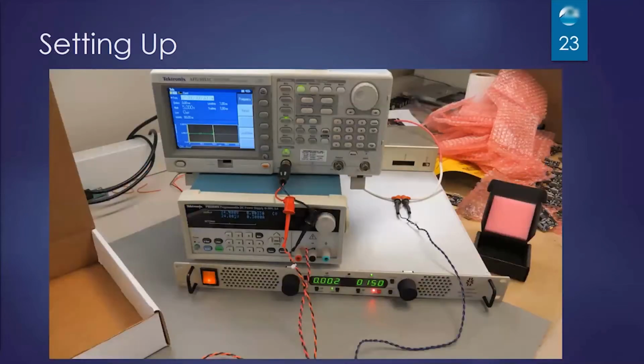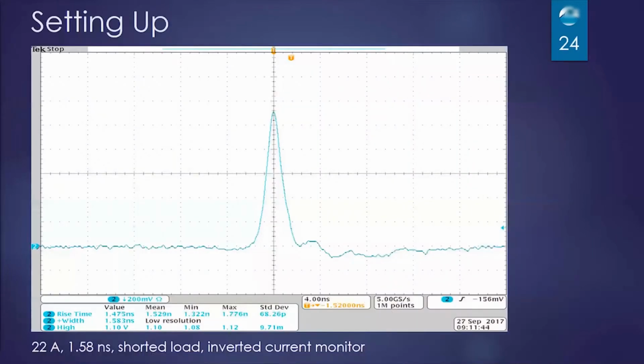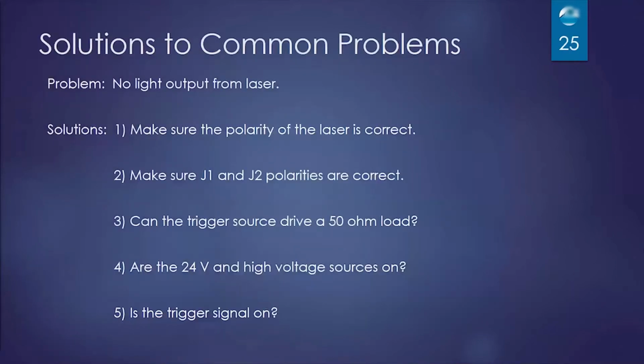Here is our entire setup up and running. You can see that the bottom supply is our high voltage, 150 volts. The housekeeping supply is at 24 volts, and we have our function generator with the trigger on. And here is the same scope shot we showed earlier. This is a 22 amp pulse or 22 amp output, and we have a little less than 1.6 nanosecond pulse into our shorted load. Now, here are some solutions for some common problems.